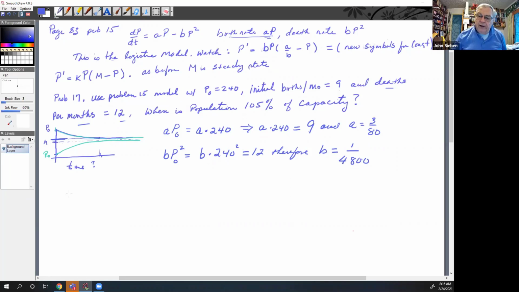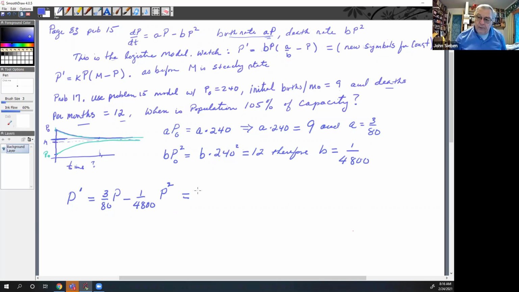So then with this computation, our differential equation becomes P prime, the time rate of change of population, is 3 over 80 P minus 1 over 4,800 P squared, not P2, P squared. See how this eraser comes in handy? P squared.